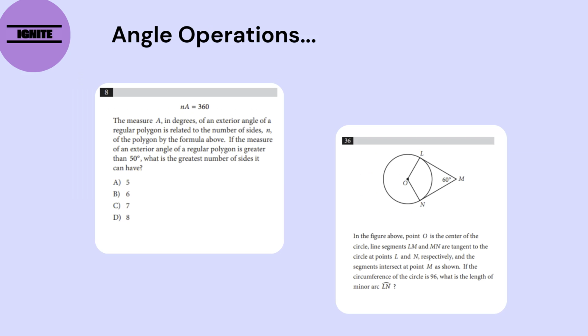Then we have angle operations questions. Now, this is going to have to do with anything with angles, may involve inequalities, and may involve certain angle rules. In question 8, it's just a normal angle question asking about exterior angles, and 36 is asking about specific angle rules based on lines tangent to a circle.